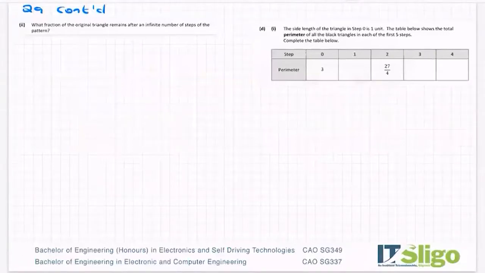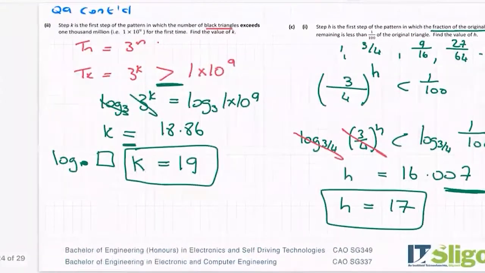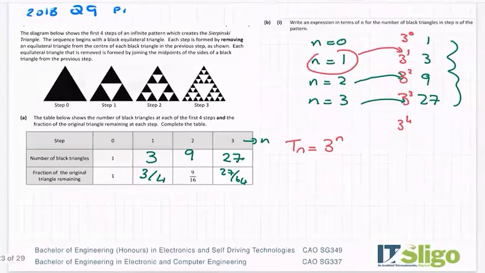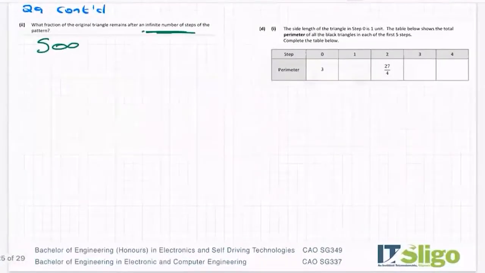What fraction of the original triangle remains after an infinite sum of steps in the pattern? Okay, it would imply a sum to infinity. Or if you think about it, if you keep taking away triangles from that, how much of the original triangle is going to be left after an infinite number of times? Well, it's going to be 0. There's going to be nothing left if you keep taking away triangles. So that's the answer for that one.